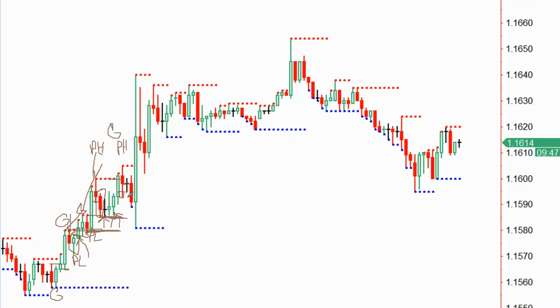As you can see, it comes down and it makes a pivot low here. This is a true pivot low because it closes above the high of the previous bar. Again, if you're connecting these, you're still making higher highs, okay? Let me erase those drawings.